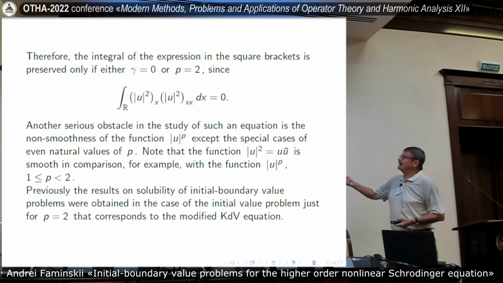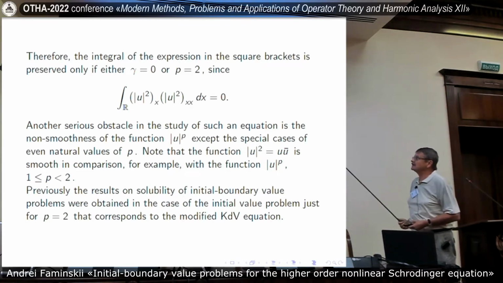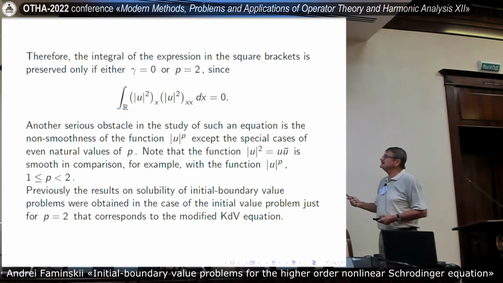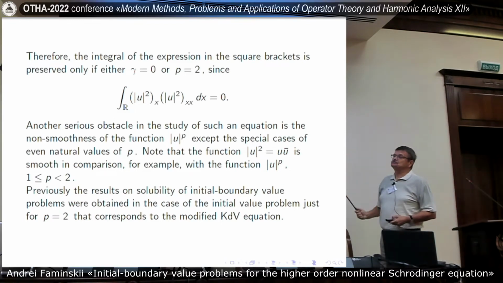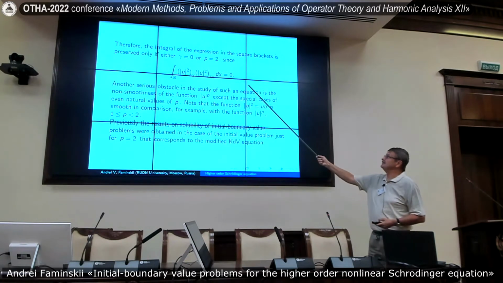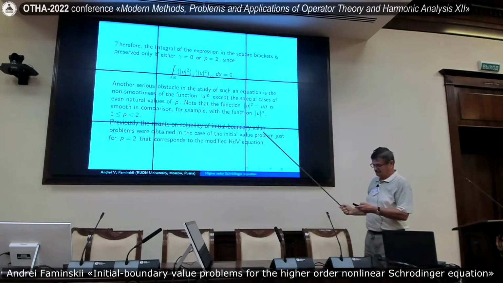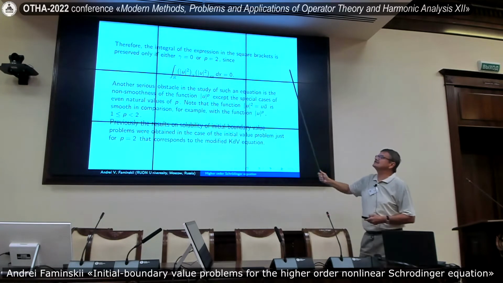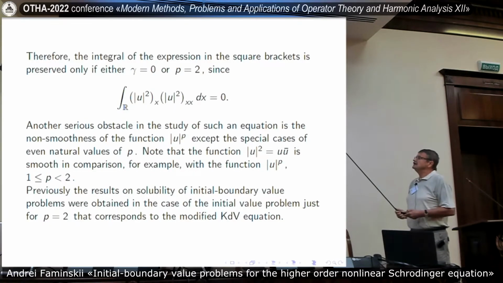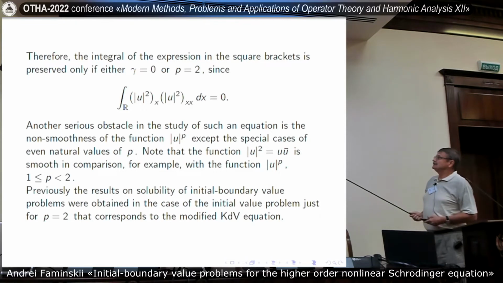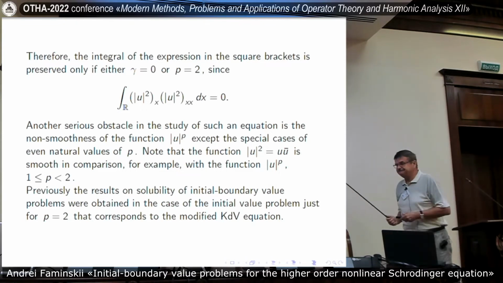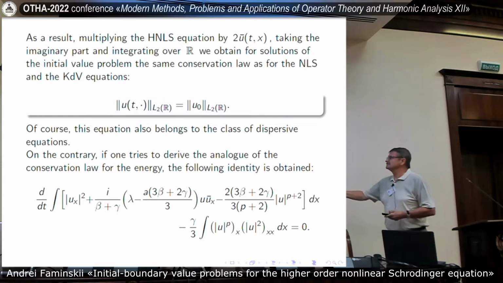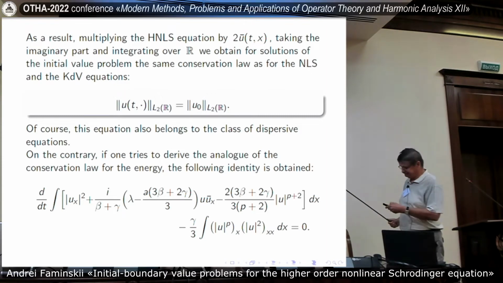And of course, when is it so? For example, either the coefficient gamma is 0 or the parameter p is equal to 2. Because if p is equal to 2, then this integral is also equal to 0. So only in this situation. In another situation, it's a bad term.